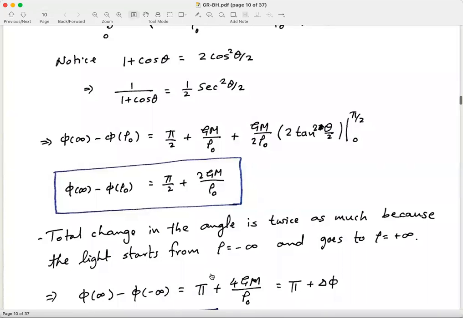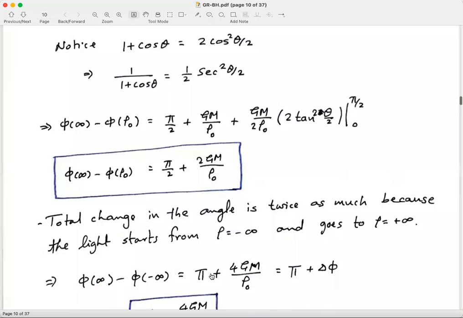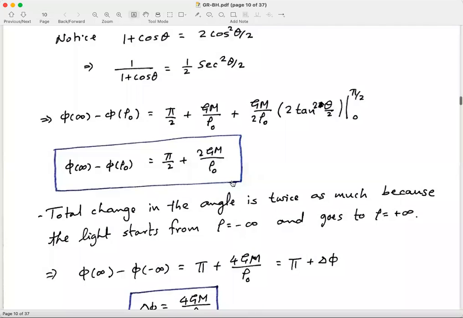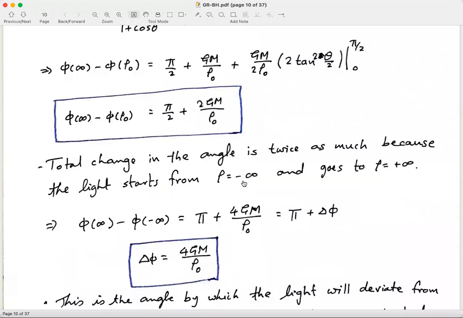Now, of course, as I said, the total change in angle should be twice as much of that, because you are taking this really a formal rho equals minus infinity statement. That light really starts at very large rho, which I want to call minus infinity, although rho is a radial variable, and goes to rho equals plus infinity. So what we want to do is to double the angle. Okay, so this will become pi, and this will become 4 GM upon rho naught.